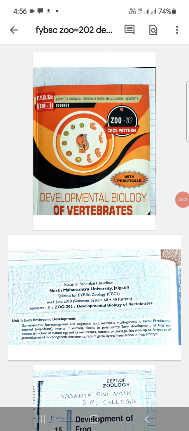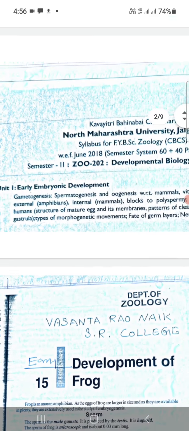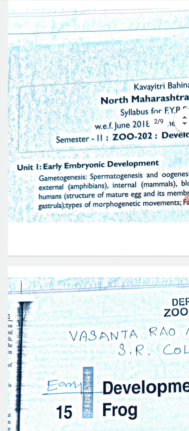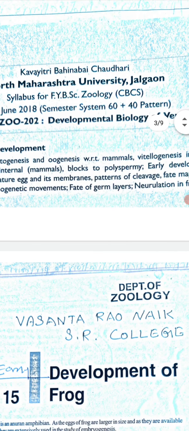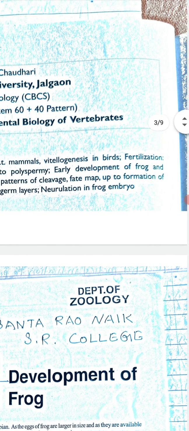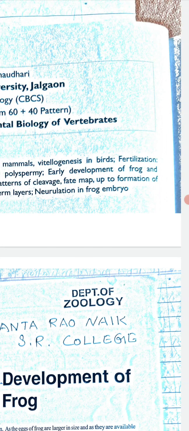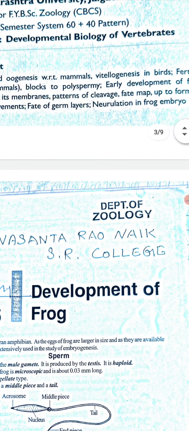FYBSc Zoology, paper number 2, semester 2, Developmental Biology of Chordates, unit number 1. The topic is early development of frog and patterns of cleavage.